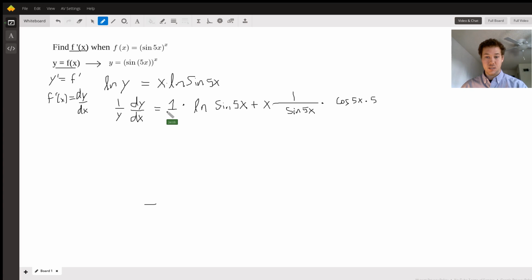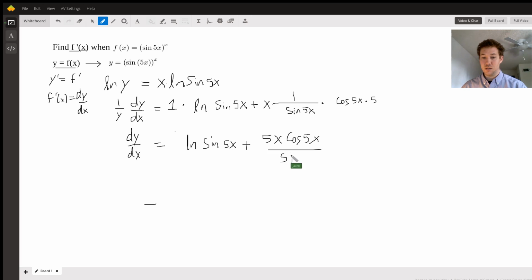If we go ahead and simplify this, we can write dy/dx is going to be equal to, this is a 1, so we can just leave it, so ln sine 5x, plus, let's go ahead and simplify all of this. We have a 5 and an x, so 5x. We have a cosine right here, cosine of 5x, all divided by sine of 5x.